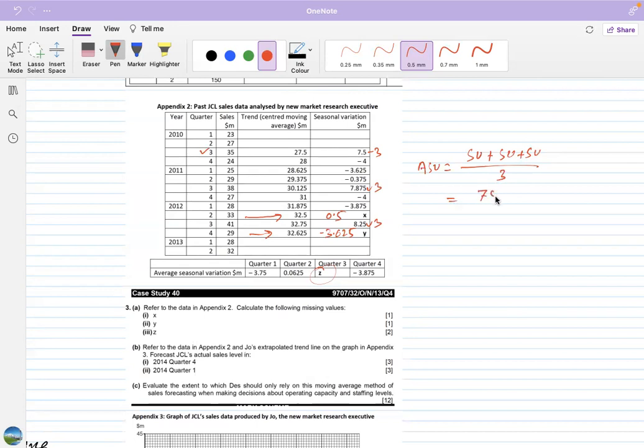That is 7.5 plus 7.875 plus 8.25 divided by 3. The answer is 7.875. So the value for the quarter 3 is 7.875.